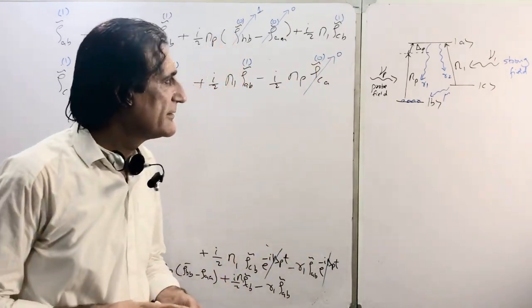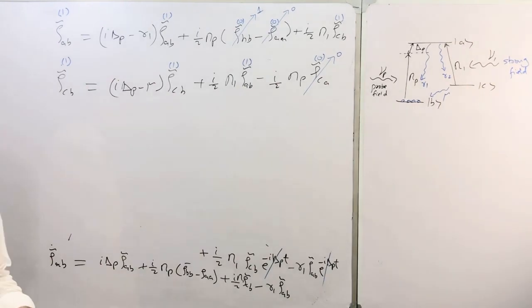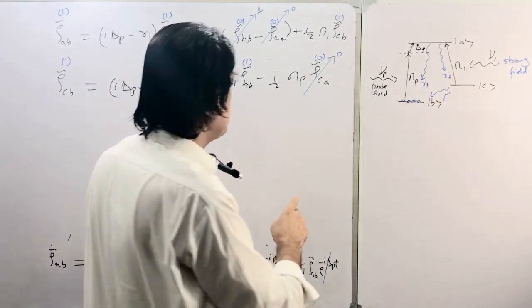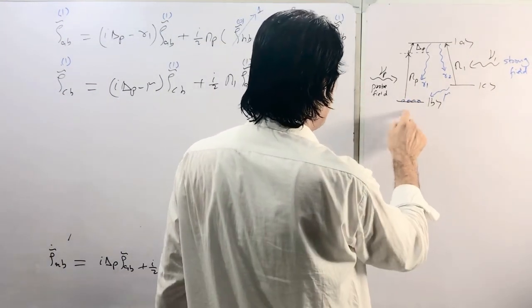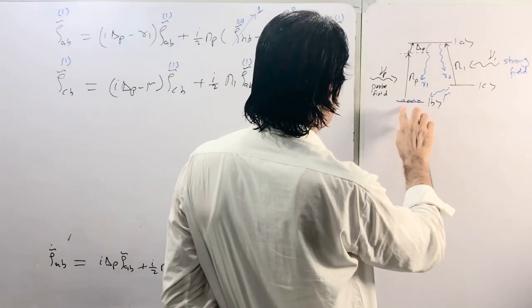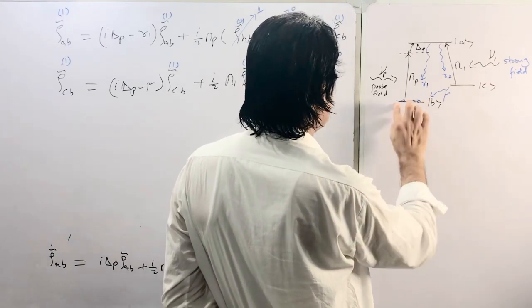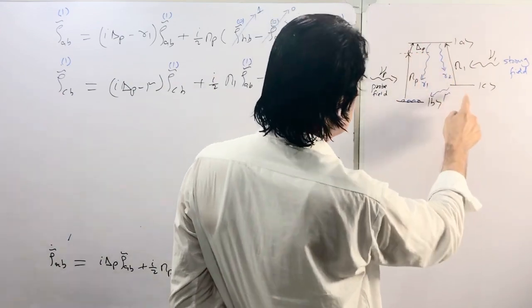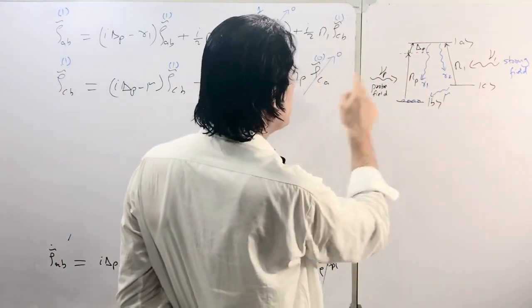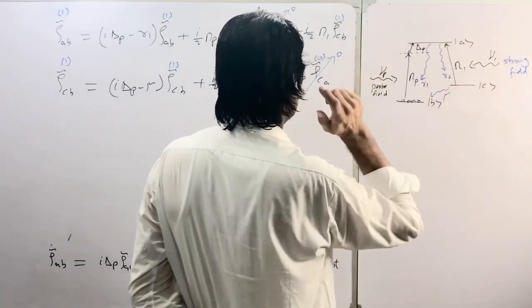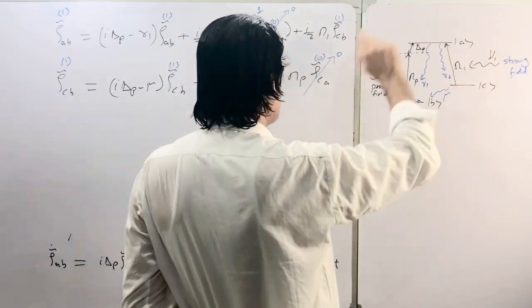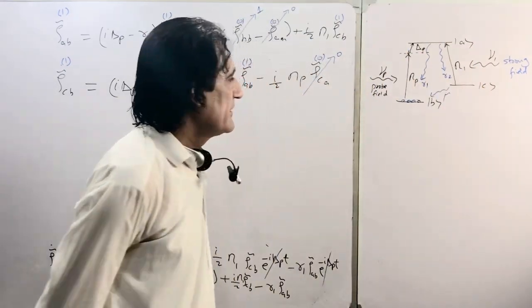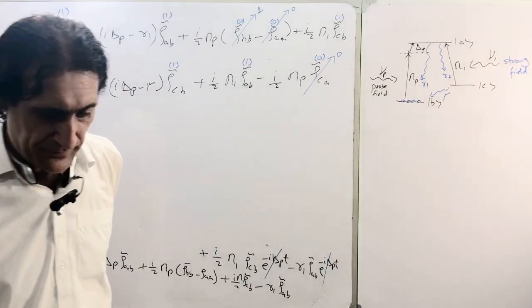But why is this equal to 0? Because initially the atoms are prepared here and the probe field is applied from B to A. So this rho CA will not affect the coherence of AC. So initially we should consider this equal to 0.